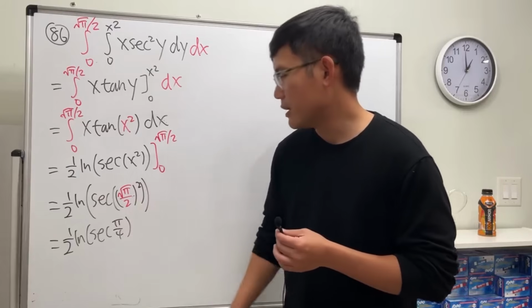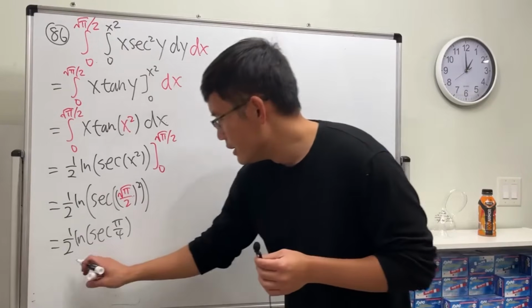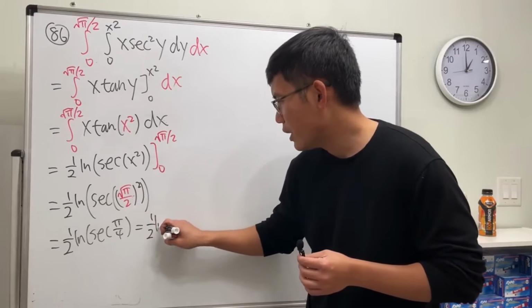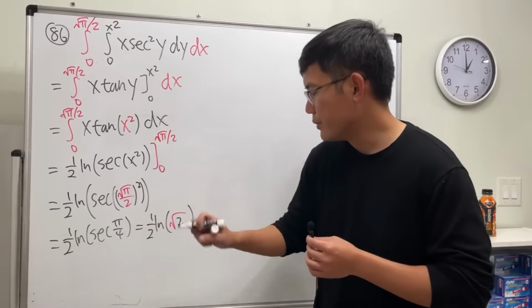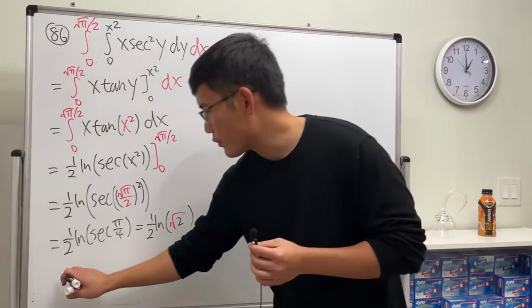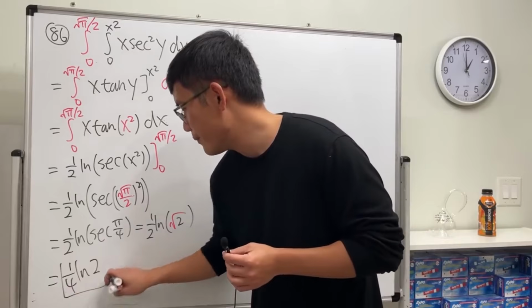And secant pi over 4 is square root of 2. So this right here is 1/2 ln of square root of 2. And square root is the same as 1/2 power. 1/2 can be brought into the front, so we have 1 over 4 ln 2. Yeah.